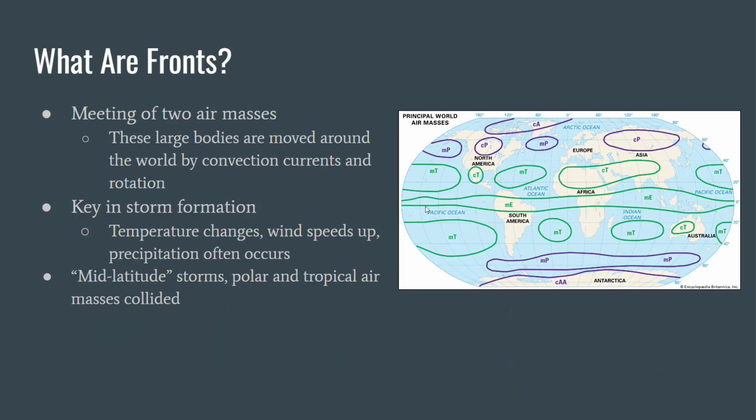And so, what are fronts? These are the meetings of two air masses, and these large bodies are moved around the world by convection currents and rotation. They are very important in storm formation. When a front passes, the temperature changes, the wind speeds up, and precipitation often occurs. This is the contributing factor to many of the mid-latitude storms.